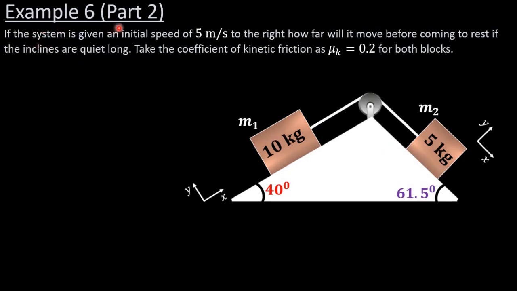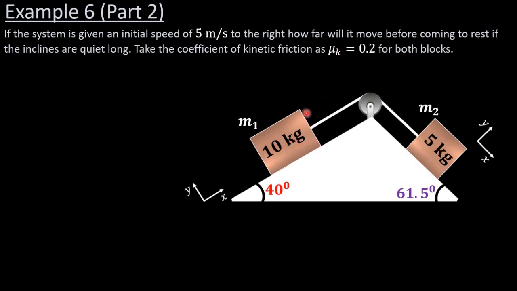So example 6, part 2. If the system is given an initial speed of 5 meters per second to the right, how far will it move before coming to rest if the inclines are quite long? Take the coefficient of kinetic friction as mu sub k equals 0.2 for both blocks. Okay, so this time we've got friction, so our free body diagram is going to be slightly different.